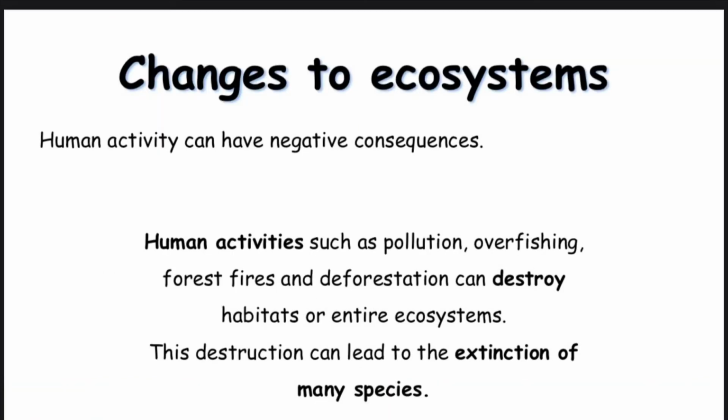Human activity can have negative consequences. Human activities such as pollution, overfishing, forest fires, and deforestation can destroy habitats or entire ecosystems. This destruction can lead to the extinction of many species.